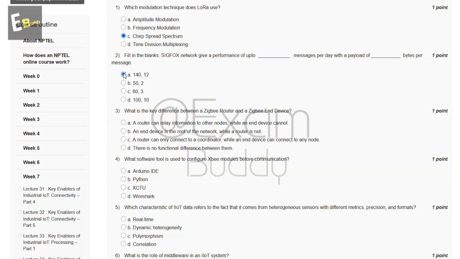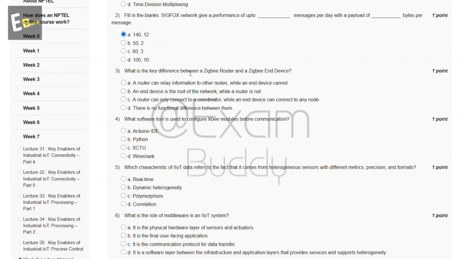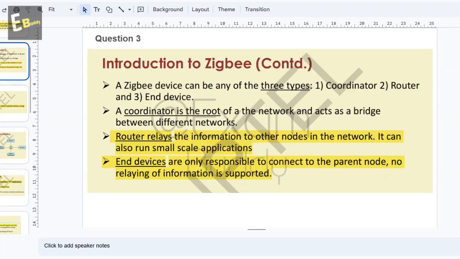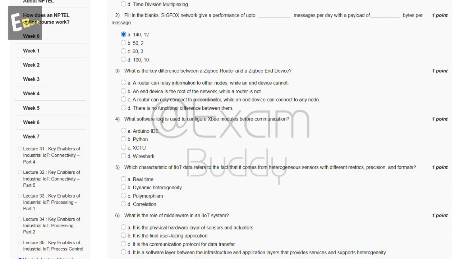Now the third question is, what is the key difference between a Zigbee router and a Zigbee end device? So these are the options. And now let's check the answer of our third question. So question third, router relays the information to other nodes in the network. It can also run small scale applications, and end devices are only responsible to connect to the parent node. No relaying of information is supported. So the answer of our third question is A.